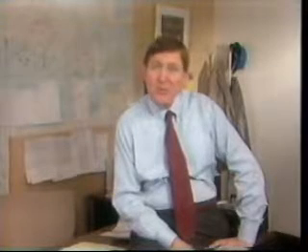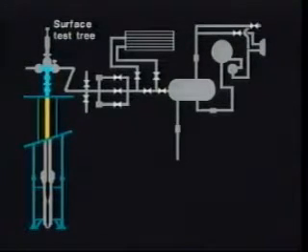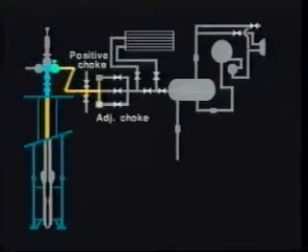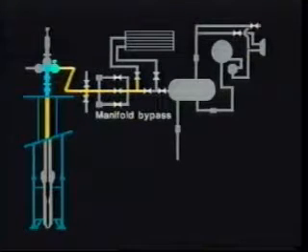Now let's say a few words about the surface facilities needed for a test. The surface equipment that may be required for a DST on an offshore flowing well is shown in this schematic. Production flows up through the surface test tree, then through a safety valve to a data header, where temperature is measured and fluid samples may be taken for laboratory analysis. Production then flows through either the positive or adjustable choke. In some cases, both chokes may be closed and production directed through the manifold bypass.